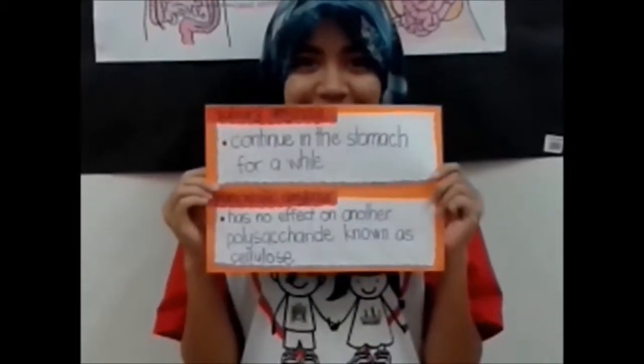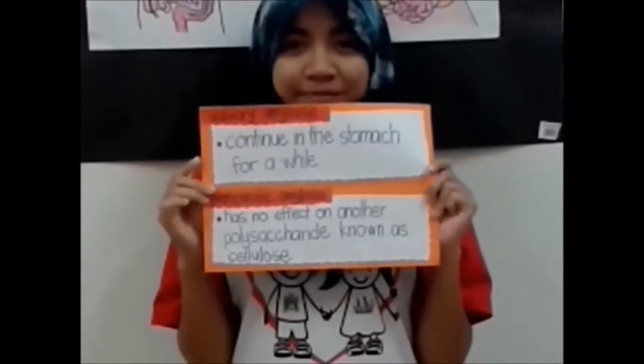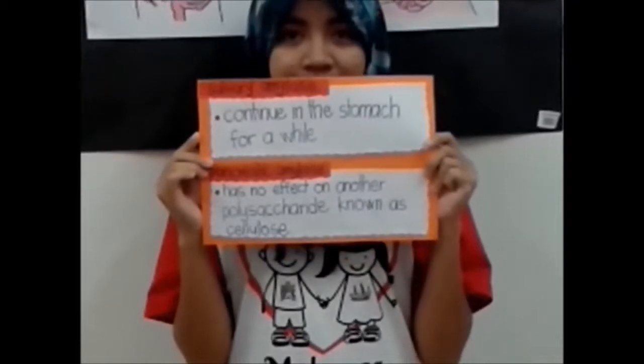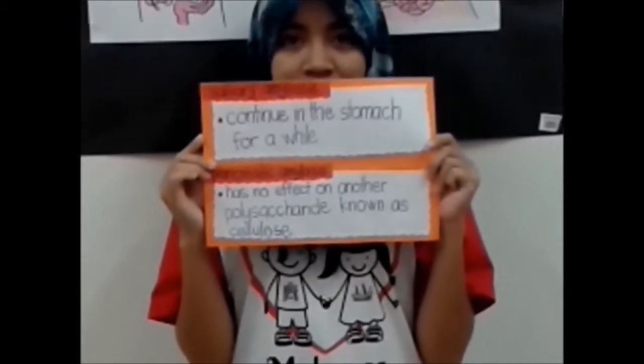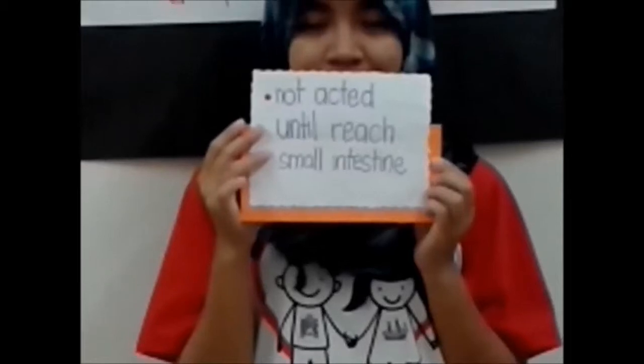Carbohydrate digestion is divided into three enzymes, which is salivary amylase. It may continue in the stomach for a while. Pancreatic amylase has no effect on another polysaccharide known as cellulose. And disaccharides do not act until they reach the small intestine.